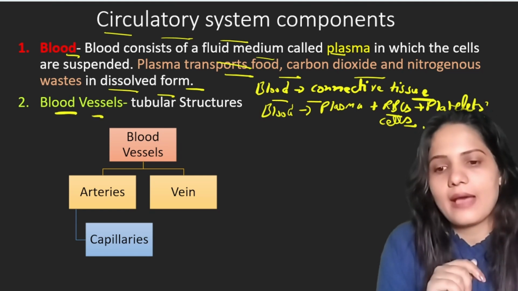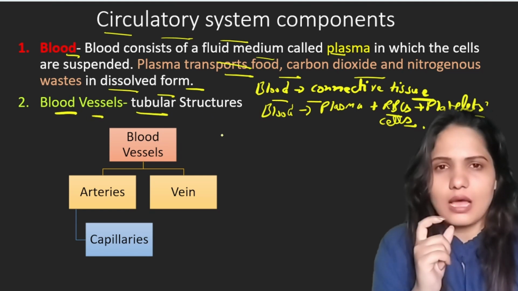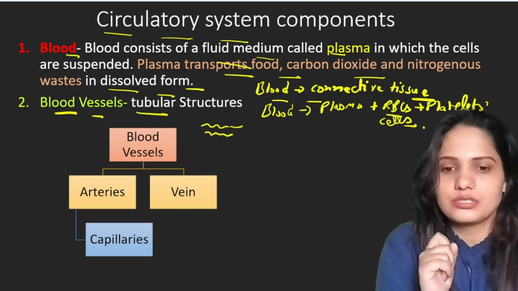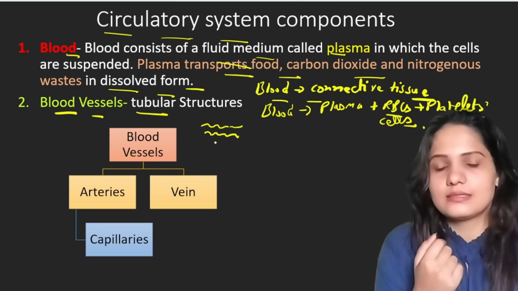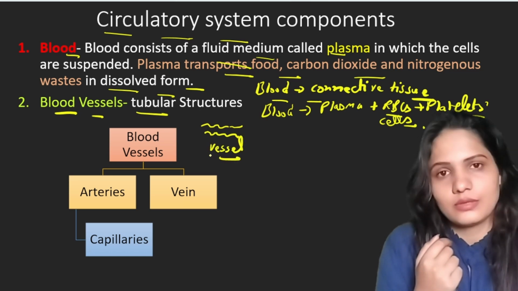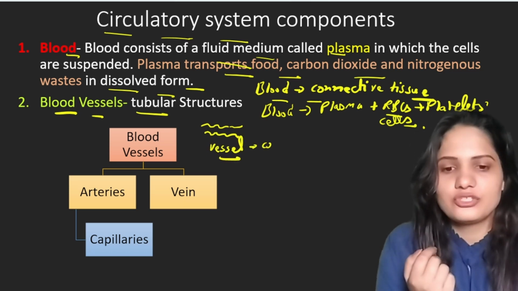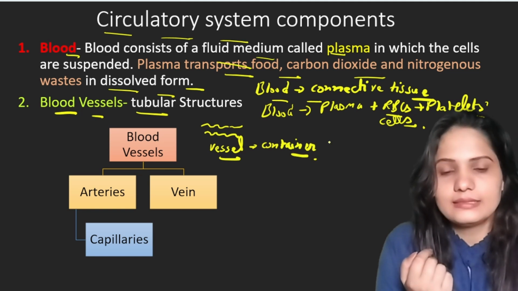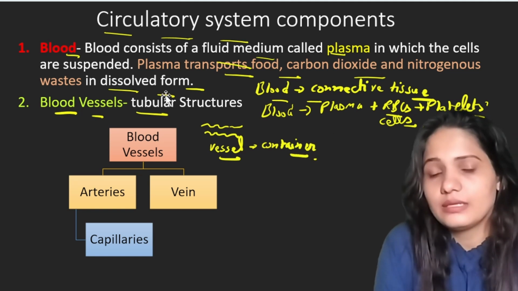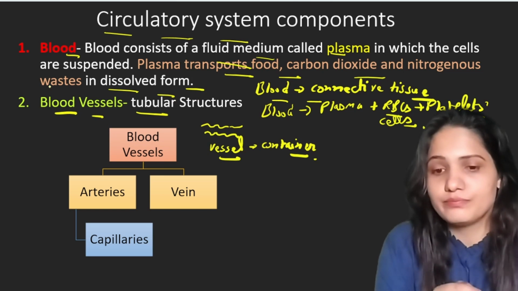Next we have blood vessels. Blood vessels are the tube-like structures. These are tubular structures, structures like these. We have blood vessels. Vessel, you understand. What is vessel? Vessel is any container, and in a container we keep something. Same way we have blood vessels. Blood vessels keep blood.